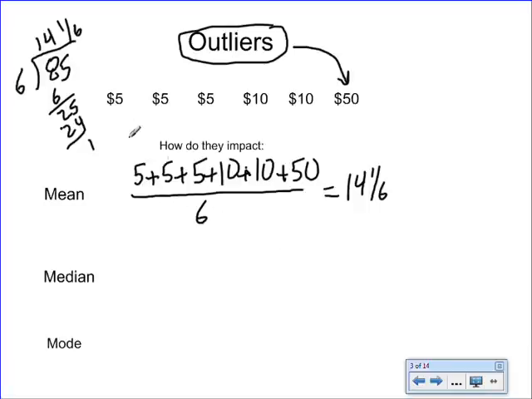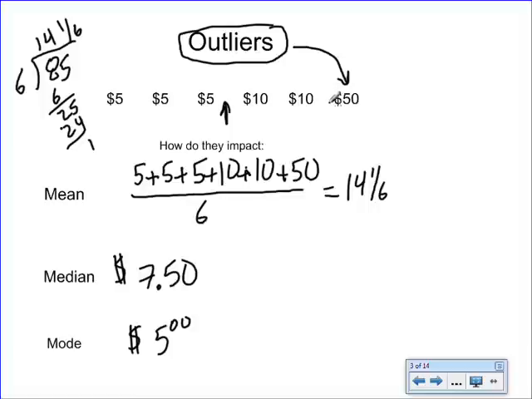Okay. My median, handily enough, the numbers are lined up in nice order for us. So the median turns out to be halfway through. There's 3 on each side. And since it's between the two numbers, we just take the average of those two numbers. So my median is halfway between $5 and $10, which is $7.50. And the mode in this case is $5, because the most common, there's three $5. So that's with the outlier in there.